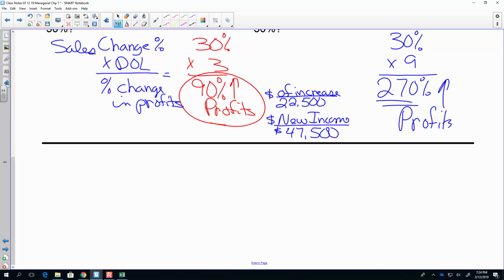Does everybody know how I got the increase? 22.5. I took the 90% times 25, which was the old income, right? That gave me the increase. The reason we're asking this question is students can get the percentage, the 90, because it's just a formula, right? But then they don't know how to use it. What does that mean? Well, that's the increase in my profits. So if I increase my sales by 30%, my profits are going to jump $22,500. Does that make sense? Everybody understands what the difference is.